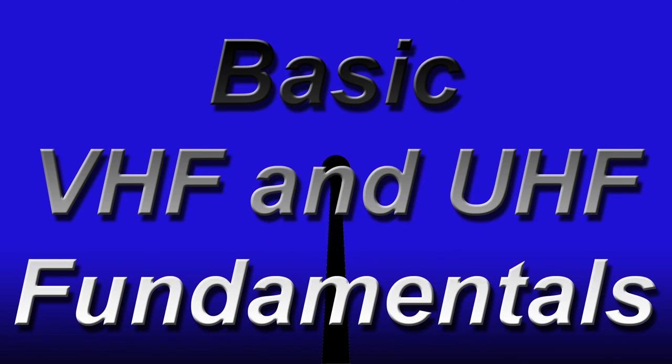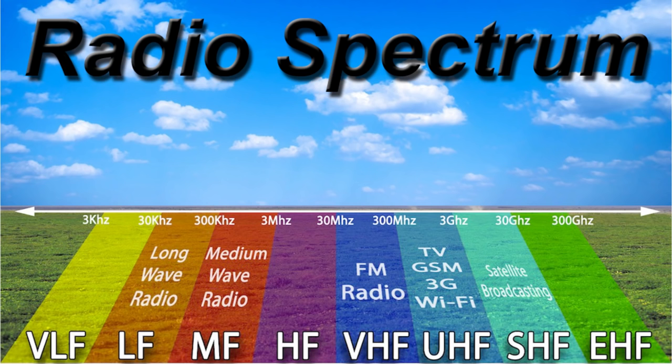This is basic VHF and UHF fundamentals. Let's talk briefly about radio spectrum. The radio spectrum actually starts out about 3 kHz. The area between 3 kHz and 30 kHz is called VLF, or very low frequency. This area is primarily used for submarine traffic.